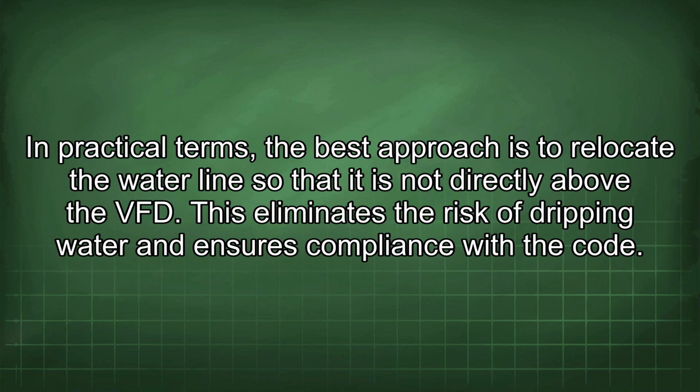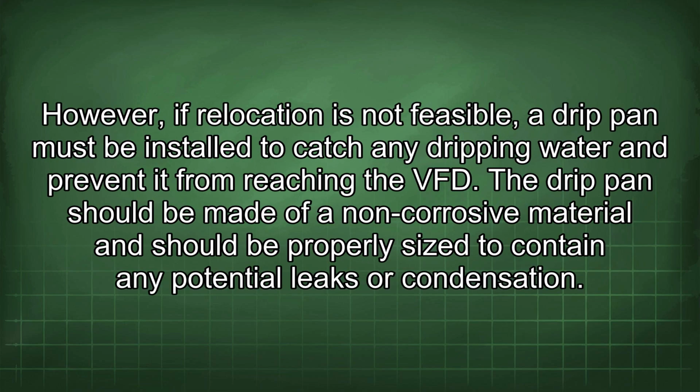In practical terms, the best approach is to relocate the water line so that it is not directly above the VFD. This eliminates the risk of dripping water and ensures compliance with the code. However, if relocation is not feasible, a drip pan must be installed to catch any dripping water and prevent it from reaching the VFD.